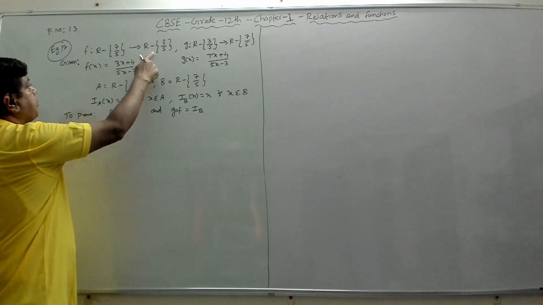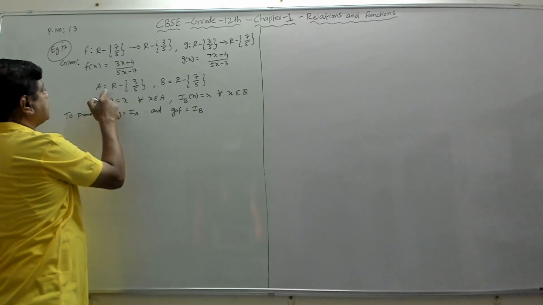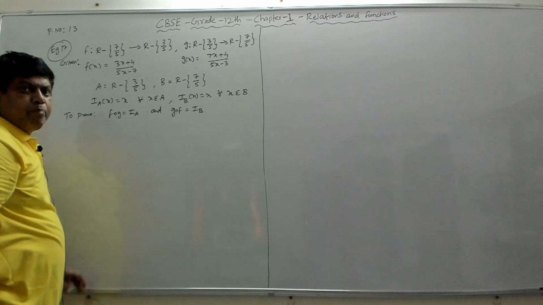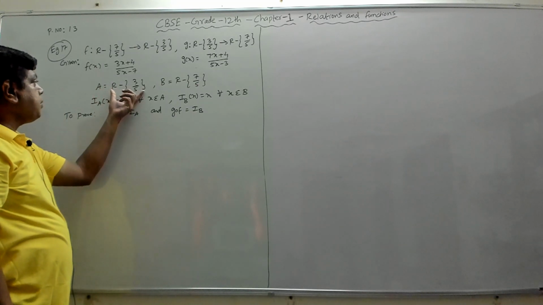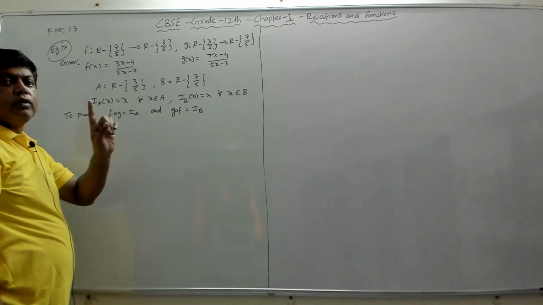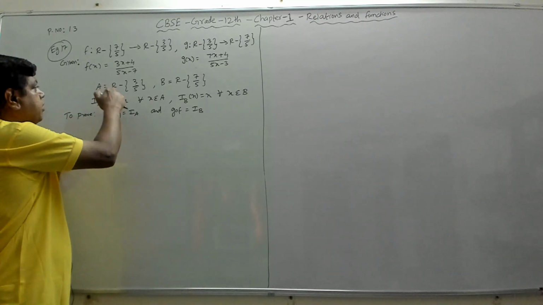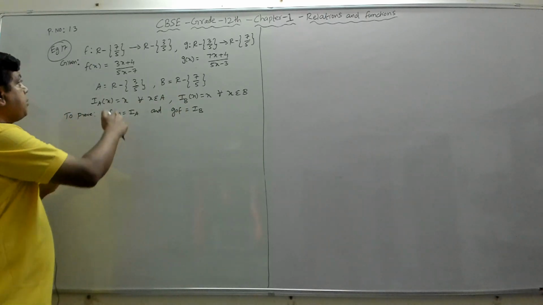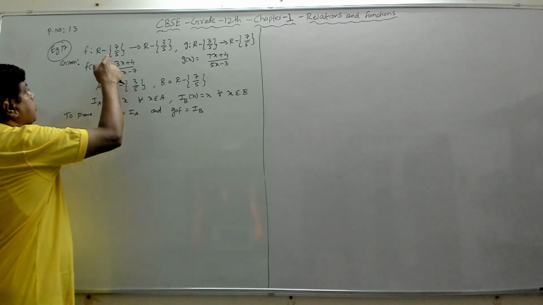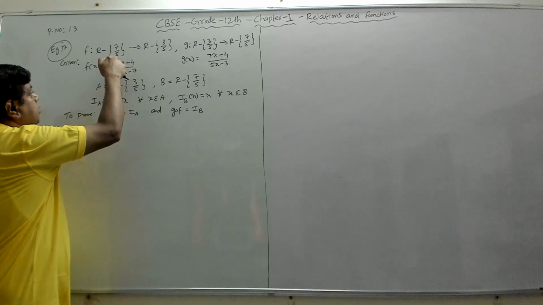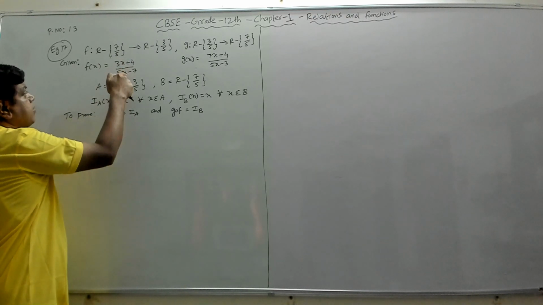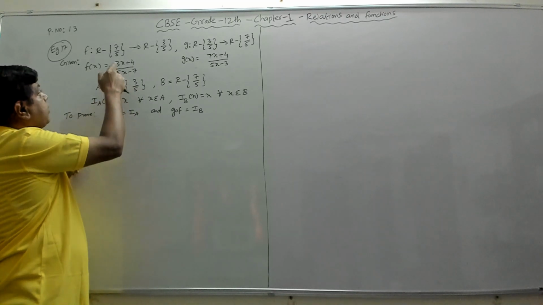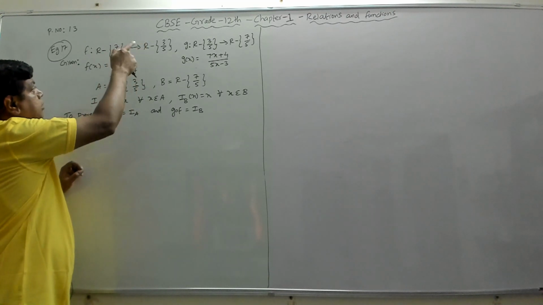This set R minus 3/5 is called the A set, and the R minus 7/5 set is called the B set. Right? So R minus 3/5 means all the real numbers except the real number 3/5. This has all the real numbers except 7/5. Obviously, because here we cannot have 7/5. If I substitute x as 7/5, you will get infinity. So the function f will not be defined at the point 7/5, so that is removed from the domain.